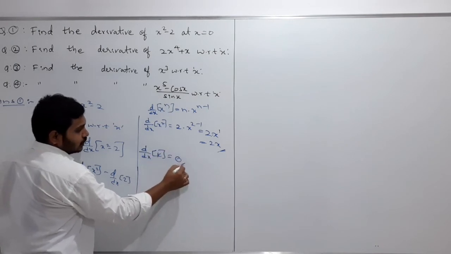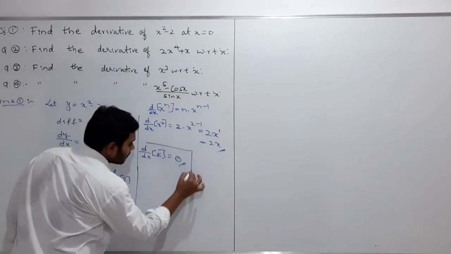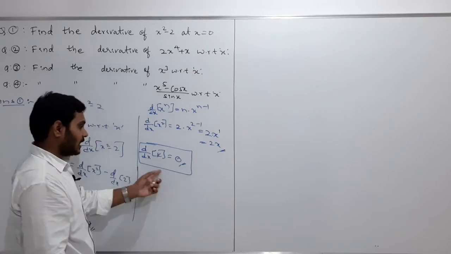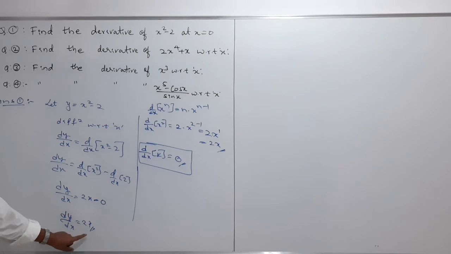The derivative of a constant is equal to 0. Derivative of any constant is equal to 0. Please add this formula to the formula list. Understood? Therefore the answer is dy by dx is equal to 2x.